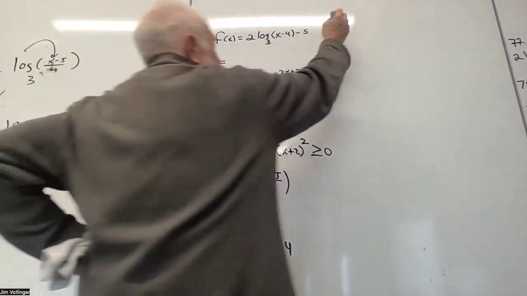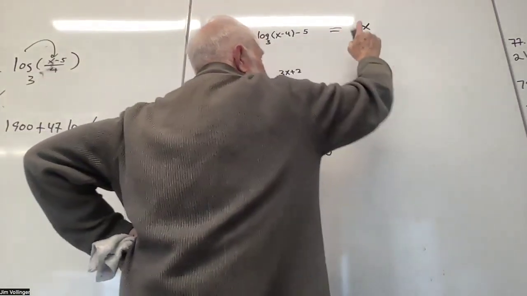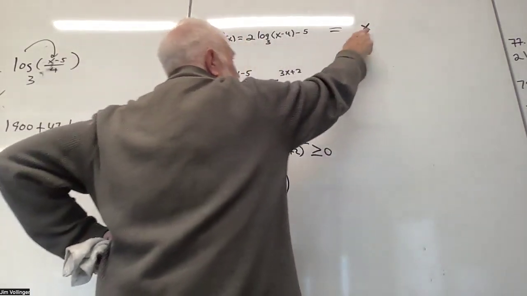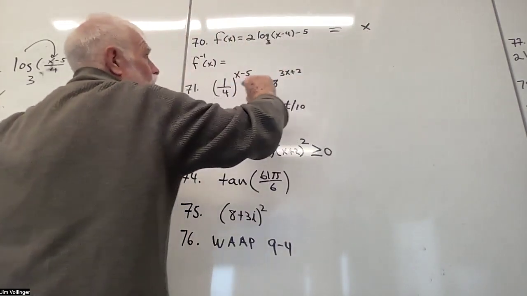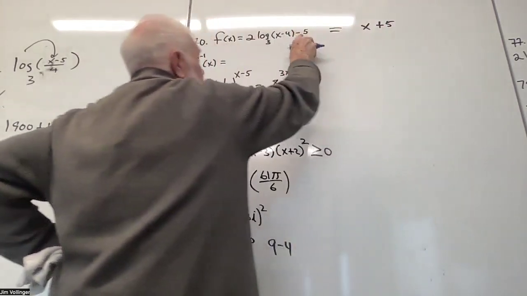All right. Since it's x, what we can do in this situation, and you can't always do that, but pretend you're solving this for that number. The input of this is the output of that. So what would I do? I would -5 becomes +5.